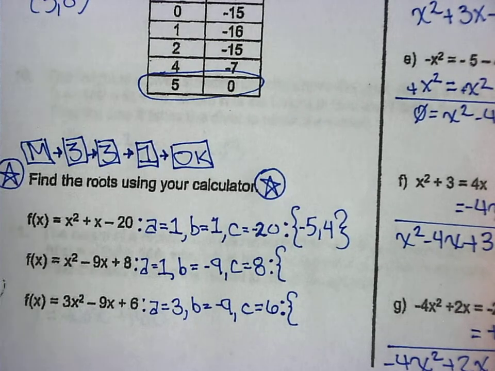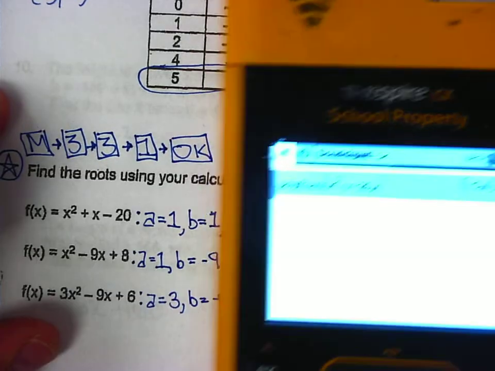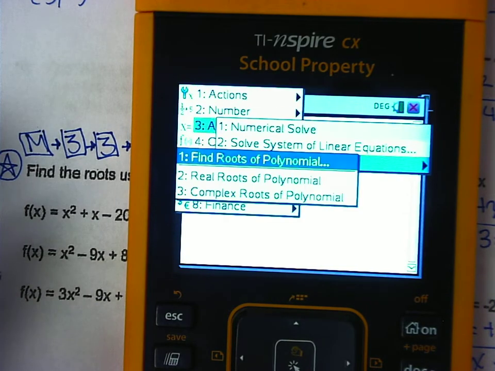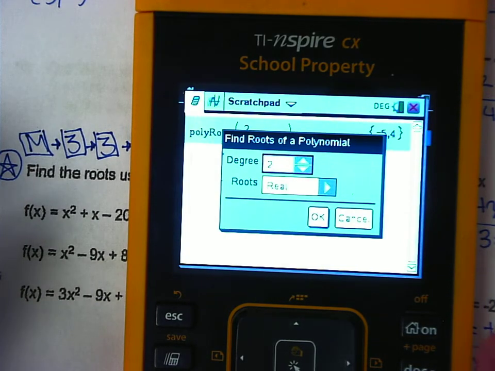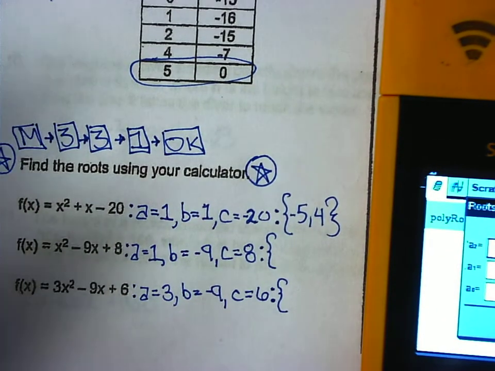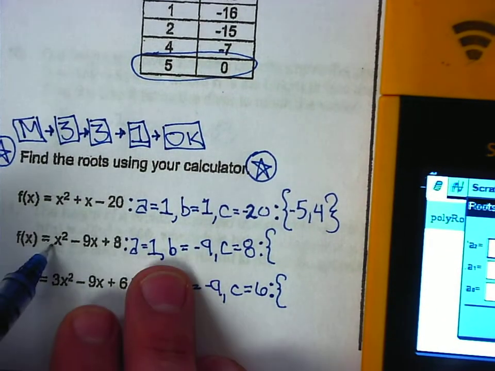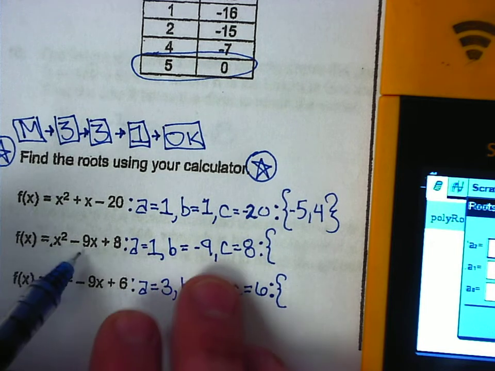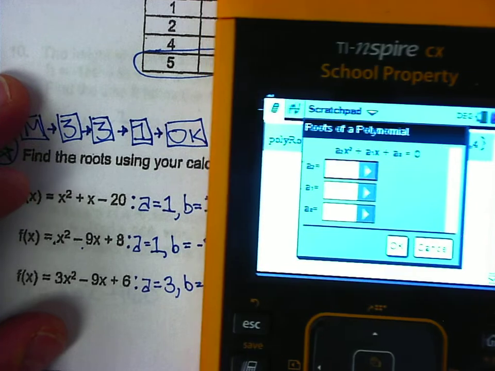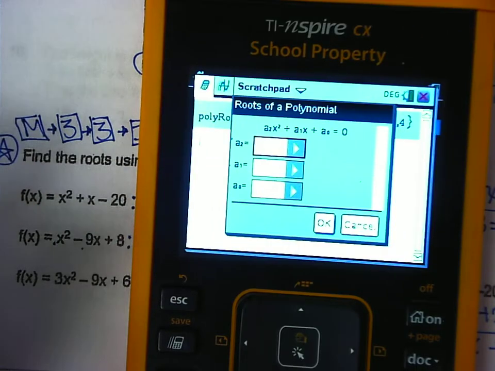So try this again. Remember, it's menu 3, 3, 1, and then OK. Menu 3, 3, 1, and then just down arrow to OK. You need your a, b, and c terms. For the second equation, it's 1x squared, so a 1, with negative 9 for the negative 9x, and an 8 for the term at the very end. So 1, negative 9, 8.